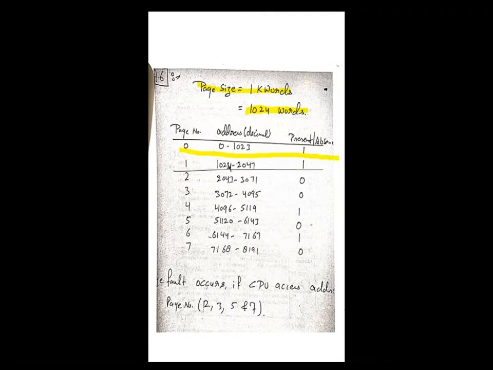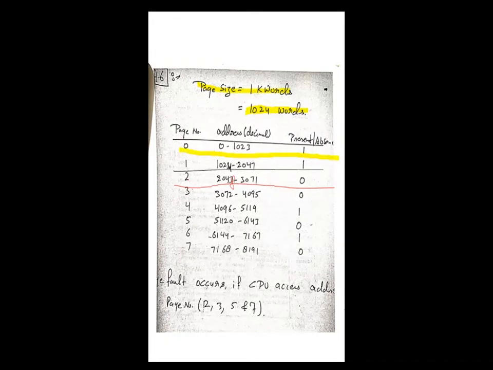Now, next, let's see about page 2. Page 2 starts from where the previous one ends. Page 1 is ending at 2047, so this will start from 2048. Please, there is a mistake, please correct it. This is not 2047, this is 2048. Now you again add 2048 plus 1023, you will get 3071. So from 2048 to 3071, you have page 2, right?